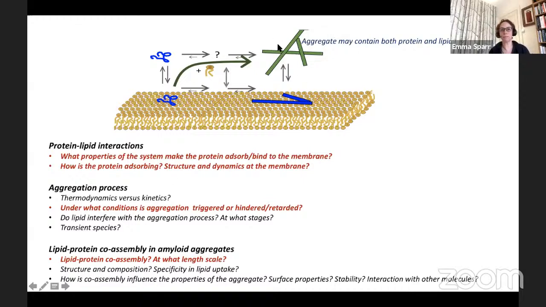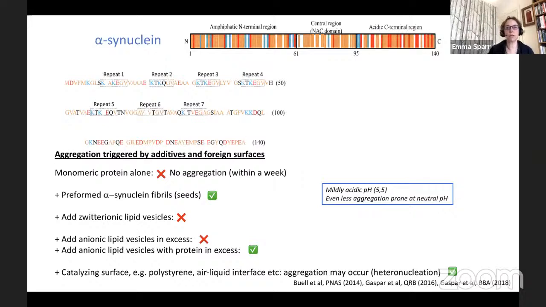What is that? Is it a lipid-protein co-assembly, depending on lipid system? And what do we mean by a co-assembly? Is it just that things are co-localized, as we saw in these fluorescence images, or does it mean something else? At what length scale do they co-assemble? That's the disposition of the talk.